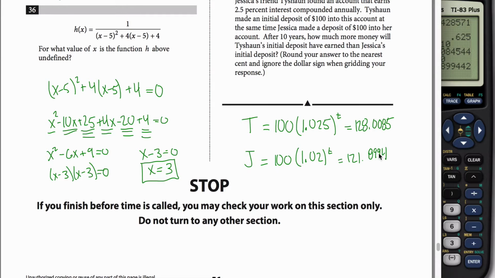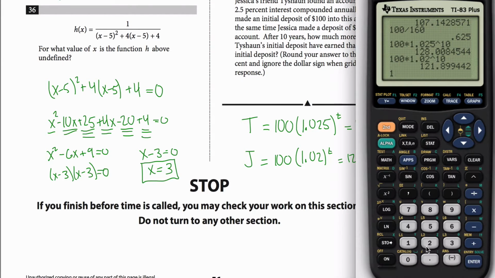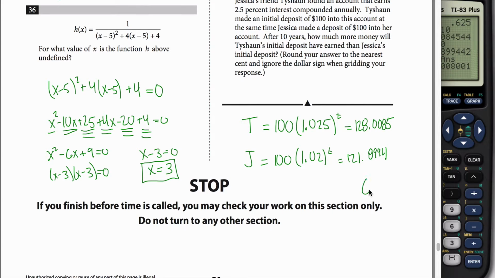So what I want to do is subtract these two numbers. So I want to do 128.00845 and subtract the answer that I just came up with. And that gives me 6.109, which rounds to 6.11, which would be the difference that they had.